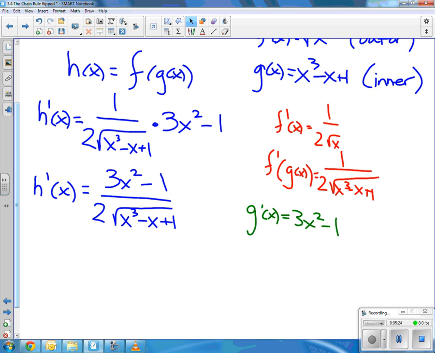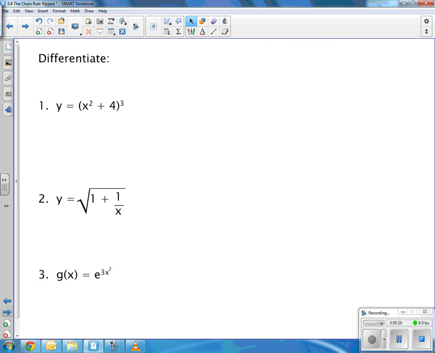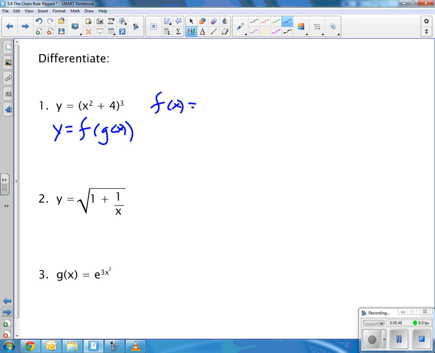All right, so let's take a look at a couple more examples so you guys get the idea. Starting with number 1, we have y equals (x squared plus 4), and all of that's cubed. So we'll identify our inner function and our outer function here. If I consider this as the composition of two functions, my f of x function, the outer function, that would be our variable here.